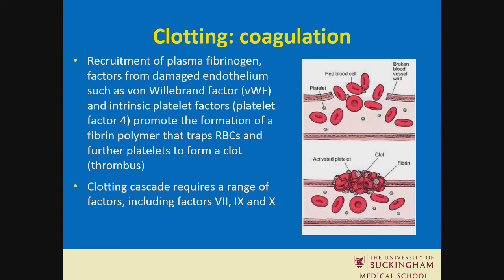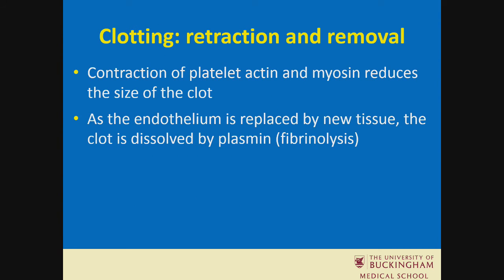Again, I'm not going to go through the cascade of factor activation at this stage. So you've got a clot. It's fibrin protecting the damaged endothelial wall, trapping red blood cells, lots of platelets there. Then actin and myosin and the platelets contract and make the plug slightly smaller. And then as the tissue underneath is repaired, then plasmin produced by the liver from plasminogen breaks down the clot by fibrinolysis.